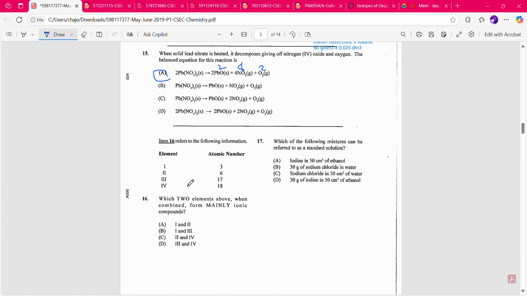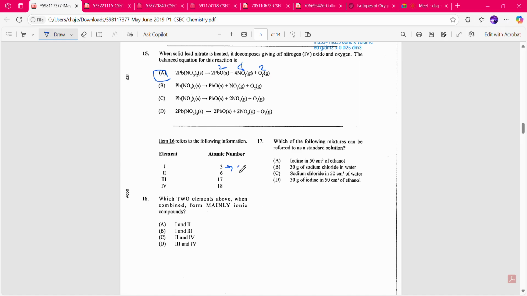Number 16 refers to the following information. Which two elements above, when combined, form mainly ionic compounds? Remember, the ionic compounds are formed between metals and non-metals. So I'm just gonna look at it and identify which ones. So an element in group 1. Oh, it's not in group 1. It is. Let me look at the atomic number.